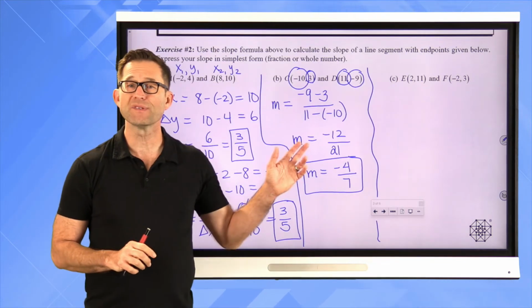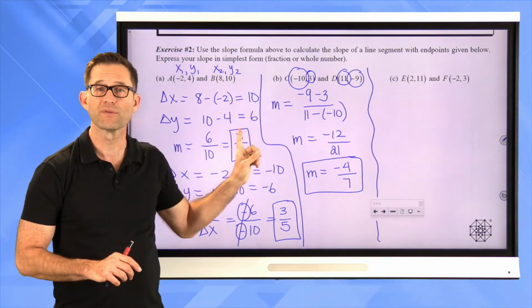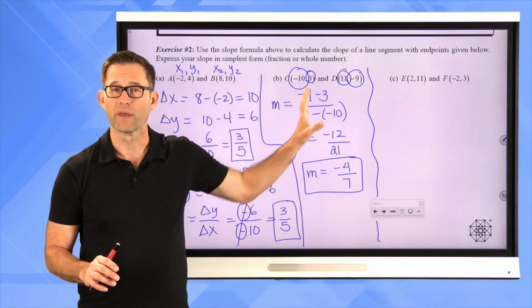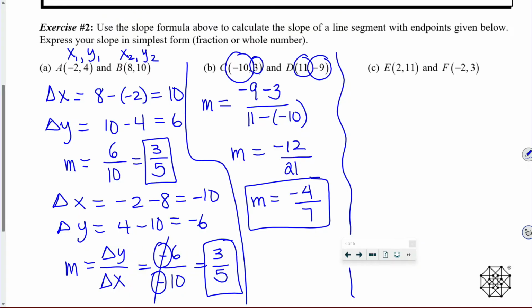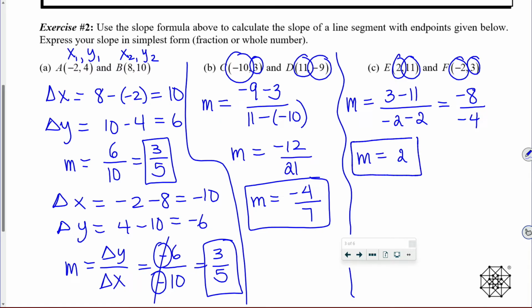And most of the time, when I do a slope calculation, I will lay it out like this. You can take it more slowly, like this, that's fine, okay? But ultimately, I'm going to be doing it most of the time like this. Okay, let's take a look at the line that passes through E and F. In this case, I'm going to do 3 minus 11 divided by negative 2 minus 2. 3 minus 11 is negative 8. Negative 2 minus 2 is negative 4. And negative 8 divided by negative 4 is positive 2.